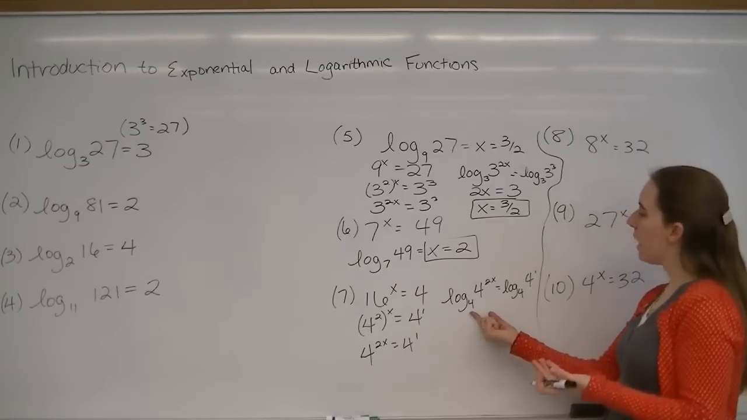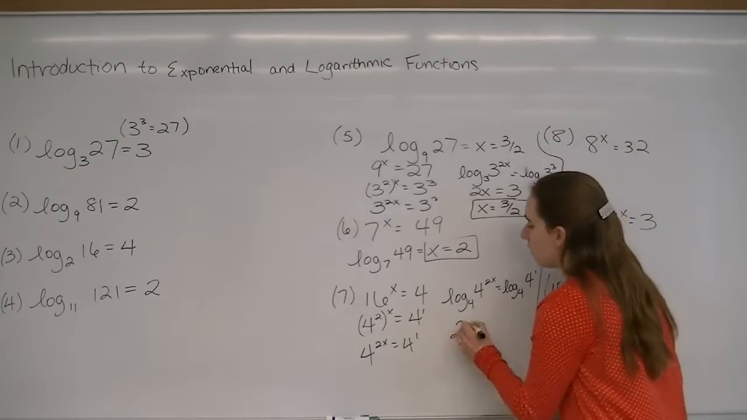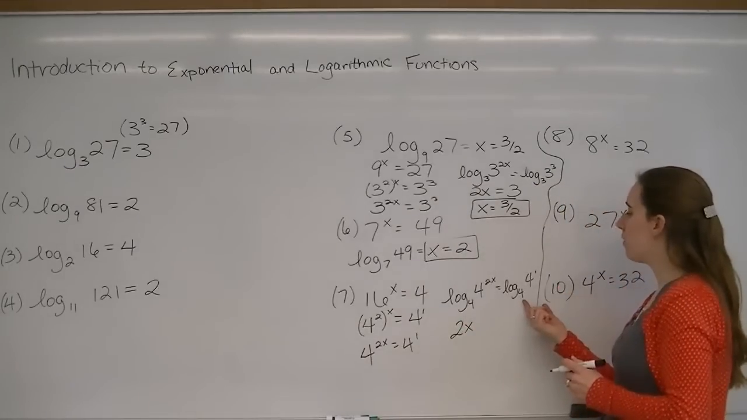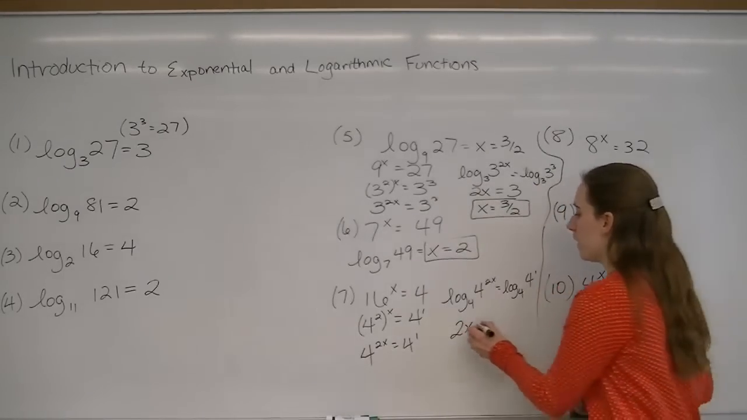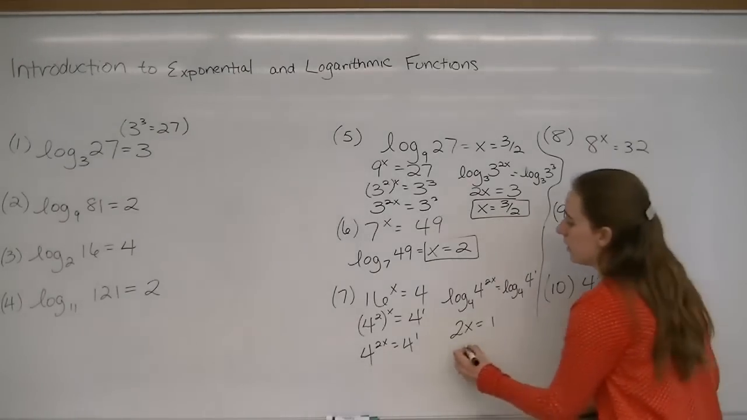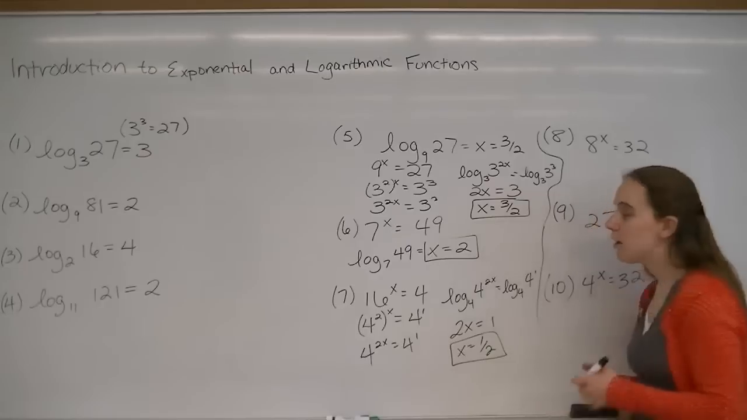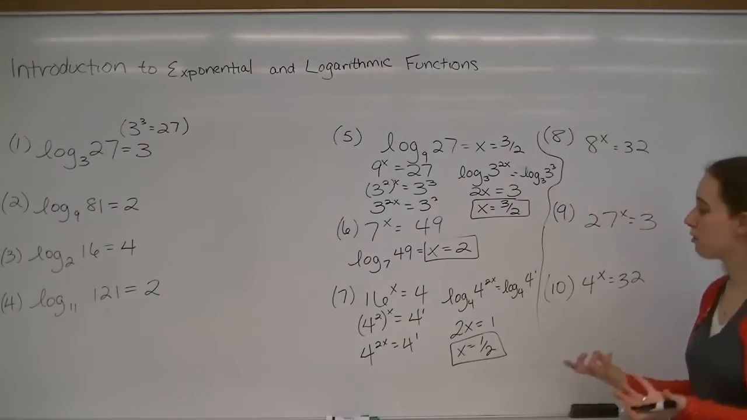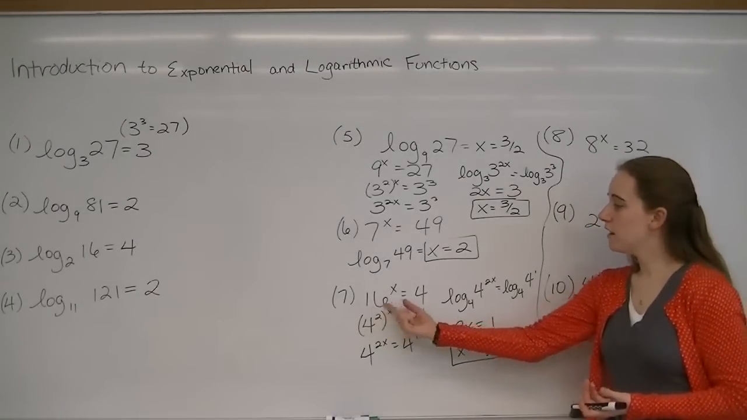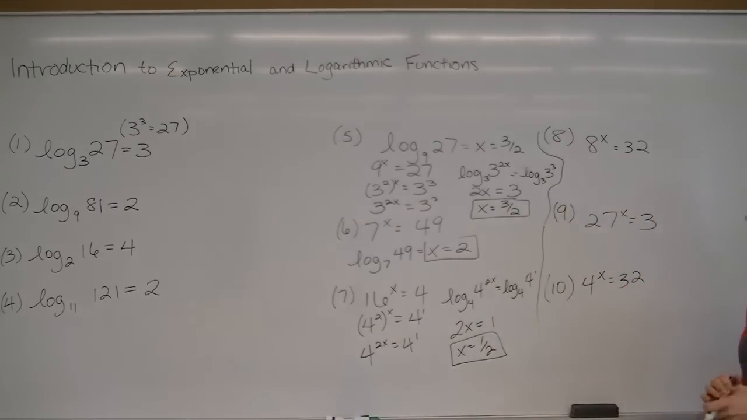So if I think, what power of 4 do I have to take to get 4 to the 2x? Well, that's going to be the 2x power. And what power of 4 do I have to take to get 4? Well, that's the first power. So x, when I divide by 2, will be equal to 1/2. Or that's the same thing as thinking of the square root. So 16 to the 1/2, or the square root of 16, is 4. So the 1/2 as an exponent would be the same as taking the square root of something.